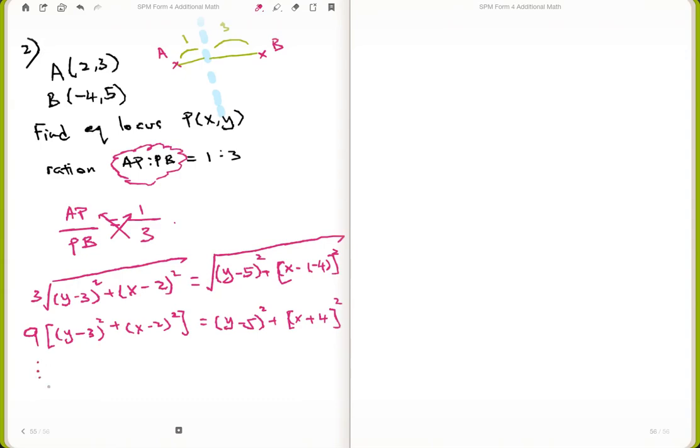If you are doing it, you may pause this video, and then you should arrive at an answer: 8x squared plus 8y squared minus 44x minus 44y plus 76 equals 0. And this should be the answer for the Locus equation. You may pause it and then replay it. And I hope you get the concept for this part, which is our first part.